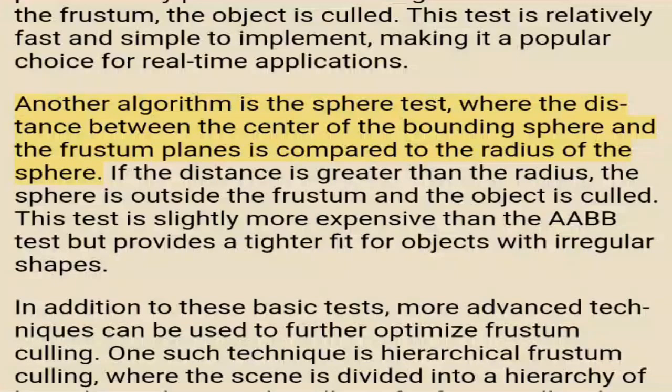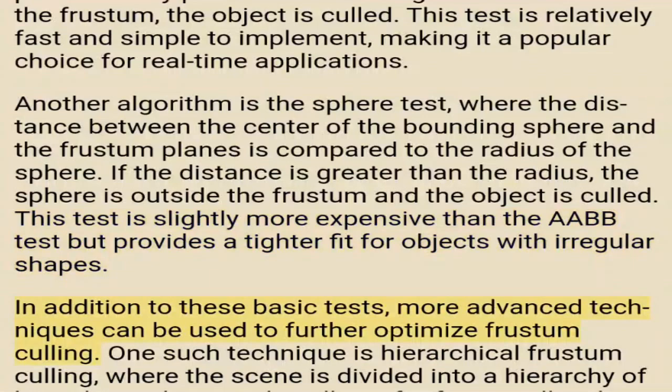Another algorithm is the sphere test, where the distance between the center of the bounding sphere and the frustum planes is compared to the radius of the sphere. If the distance is greater than the radius, the sphere is outside the frustum and the object is culled. This test is slightly more expensive than the AABB test but provides a tighter fit for objects with irregular shapes.